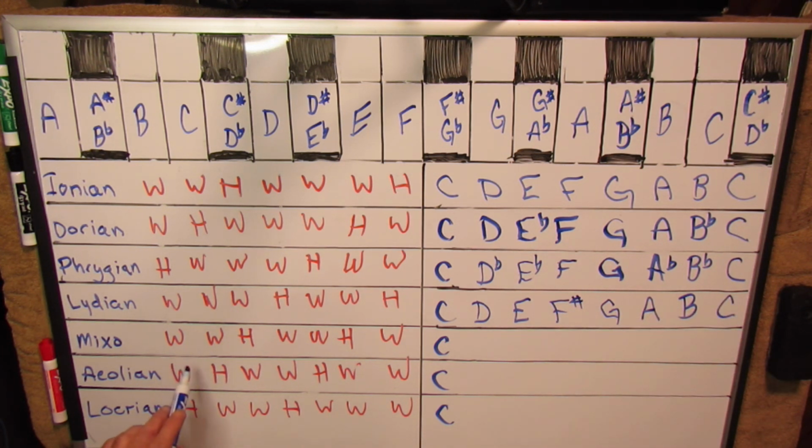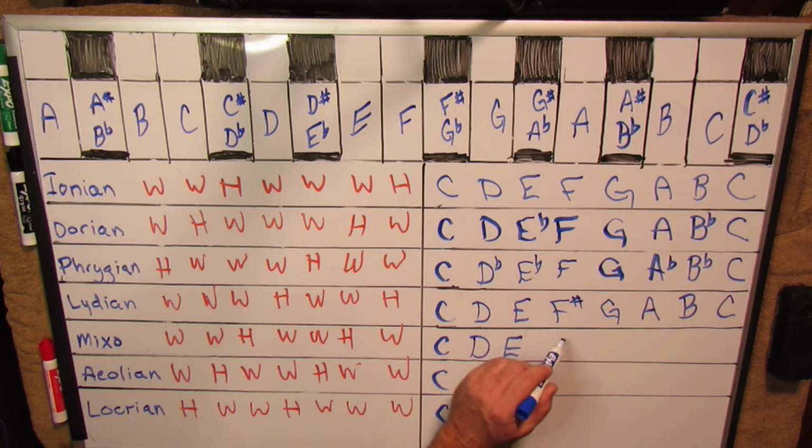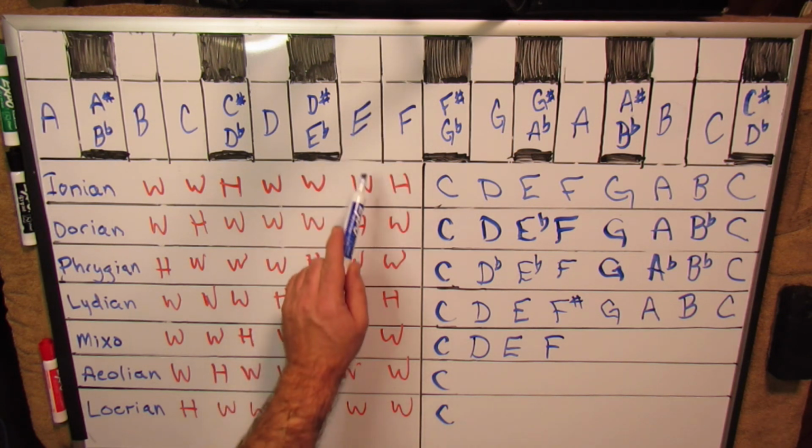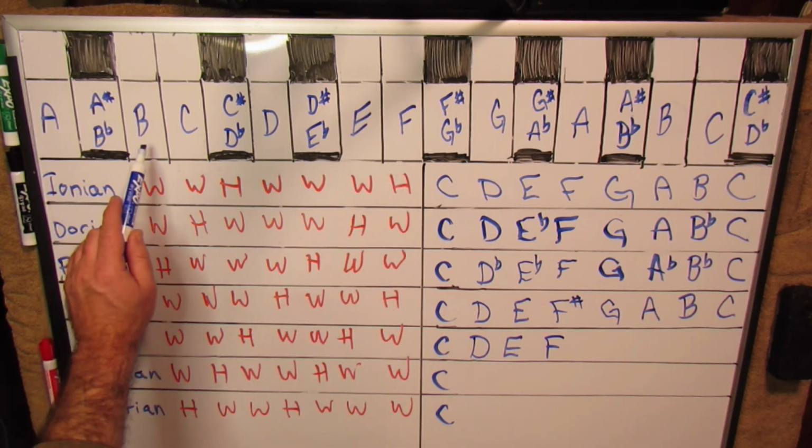Let's do Mixolydian. Whole step from C is D. Half step from E is F. And by the way, I remember this by thinking there's no black key between E and F, right? There's no black key between B and C.